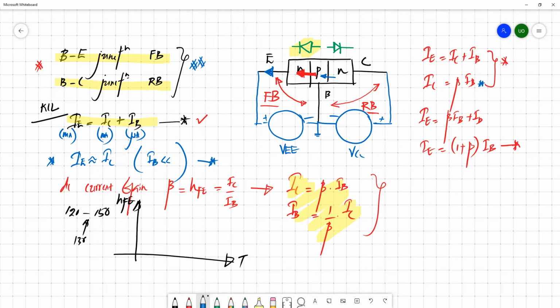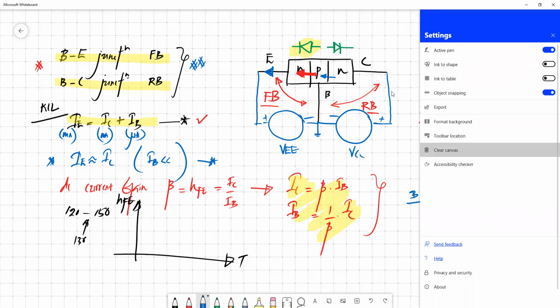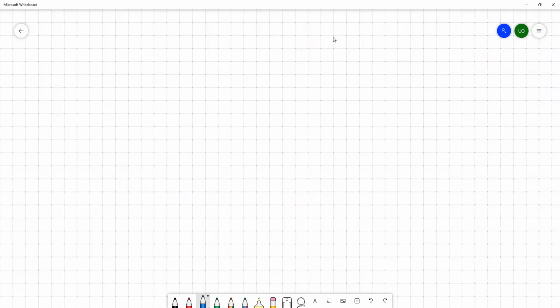Okay, so then we found that this transistor has three terminals: base, collector, and emitter. So we can organize this transistor in three different ways. One is this way.